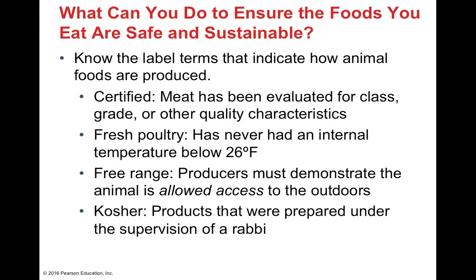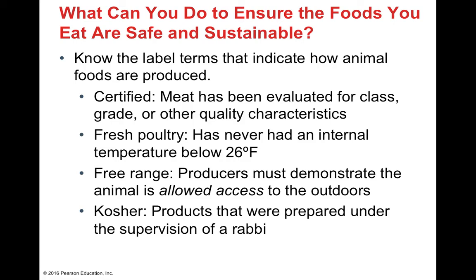In order for you to help ensure that the food that you eat is safe and sustainable, the next thing you want to do is to try to know your food labels. So know the label terms that indicate how foods are produced. Is it certified? If meat is certified, it's been evaluated for class, grade, and quality characteristics. For poultry, is it labeled as fresh poultry or free range, etc.? If it's fresh poultry, it means it's never had an internal temperature below 26 degrees. That means we've never frozen it down into the freezing temperature.